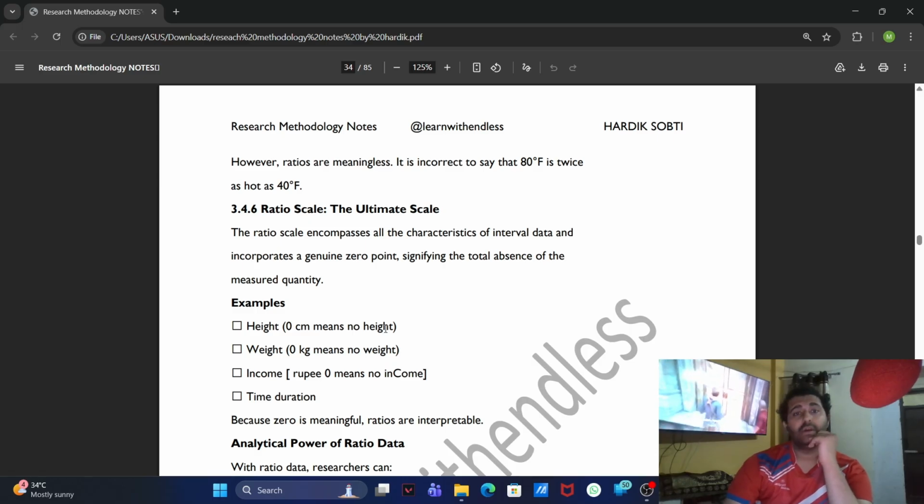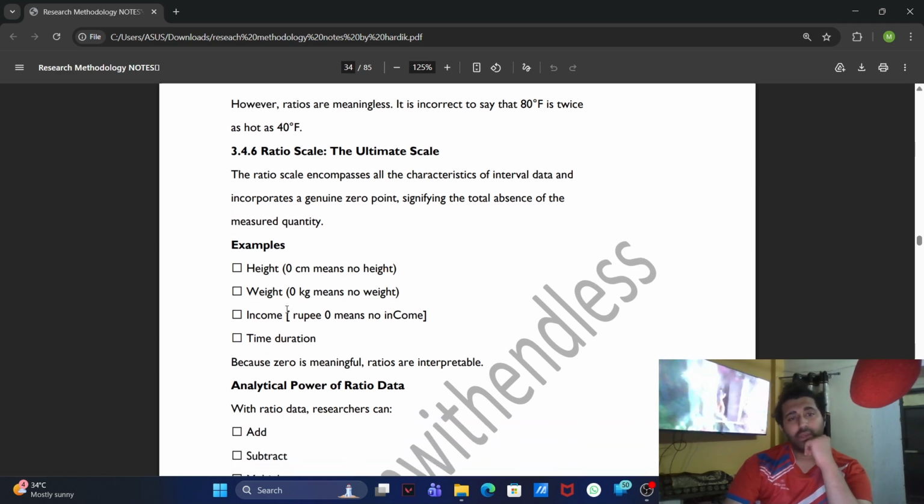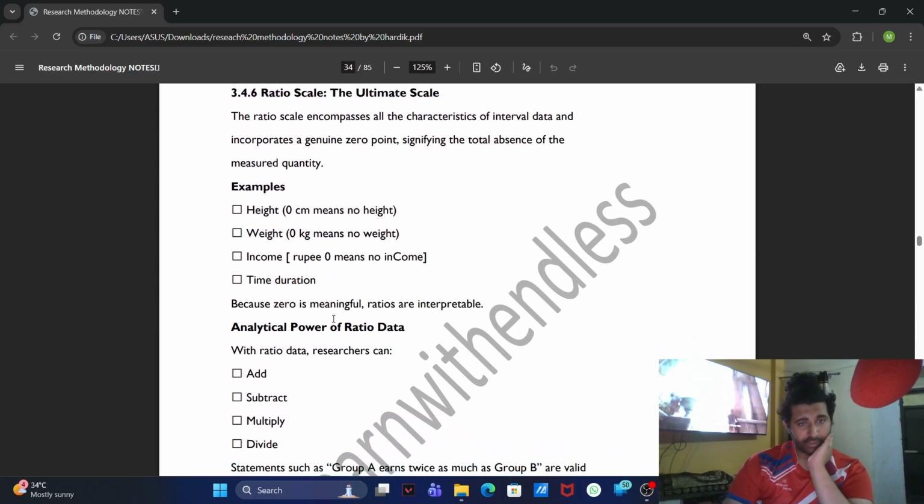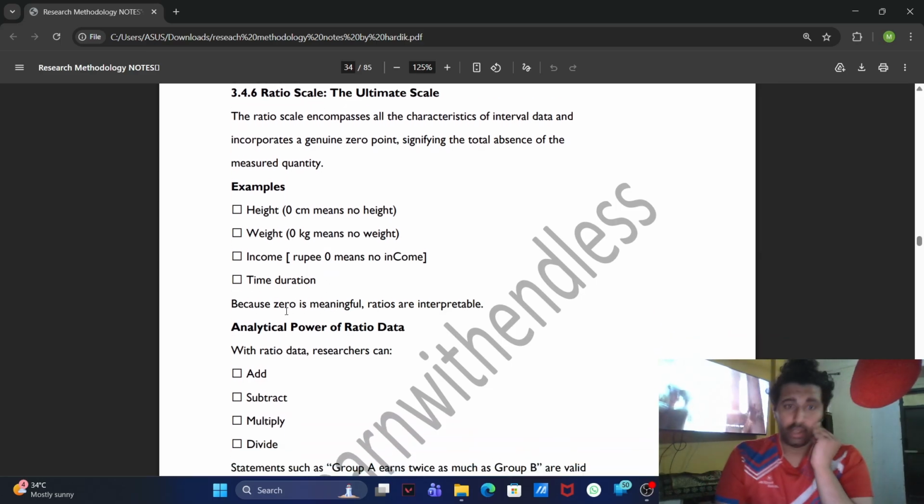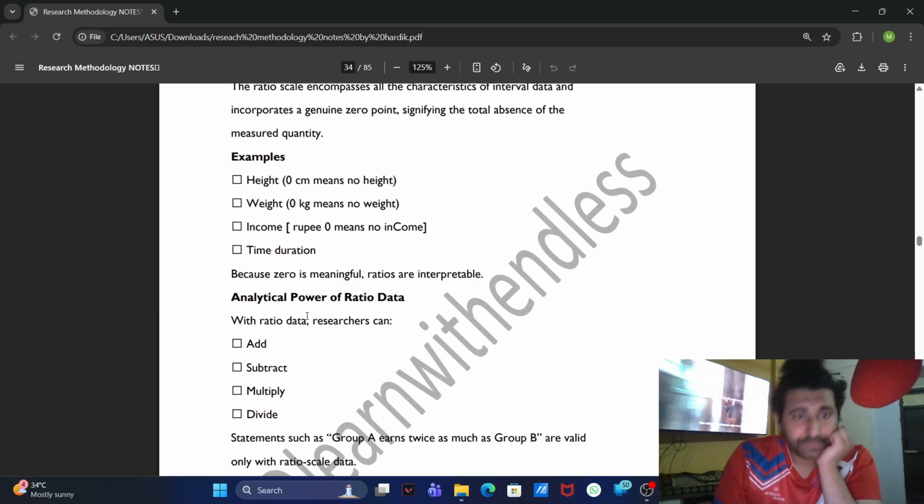The ratio scale, the ultimate scale. The ratio scale encompasses all the characteristics of interval data and incorporates a genuine zero point, signifying the total absence of the measured quantity. Examples: height, 0 centimeter means no height. Weight, 0 kg means no weight. Income, 0 rupees means no income. Time duration. Because zero is meaningful, ratios are interpretable.